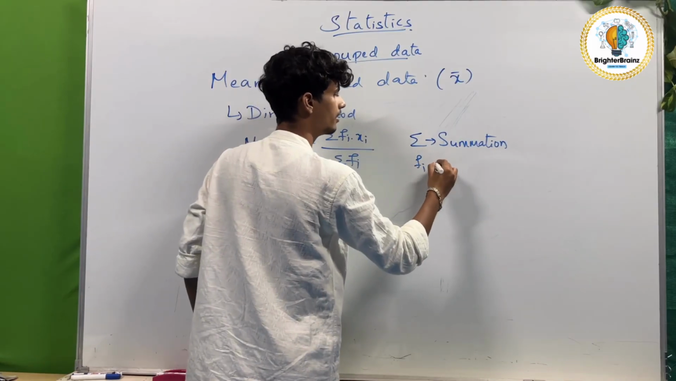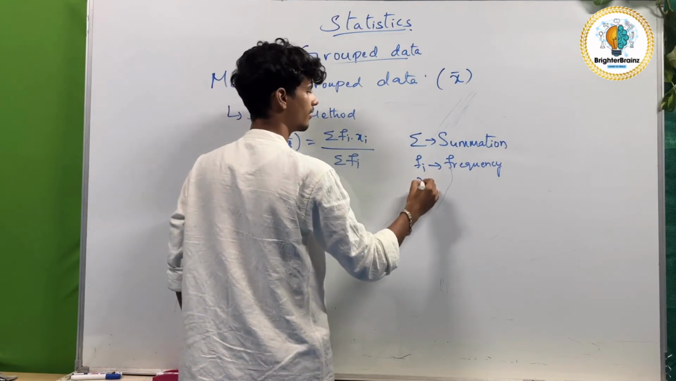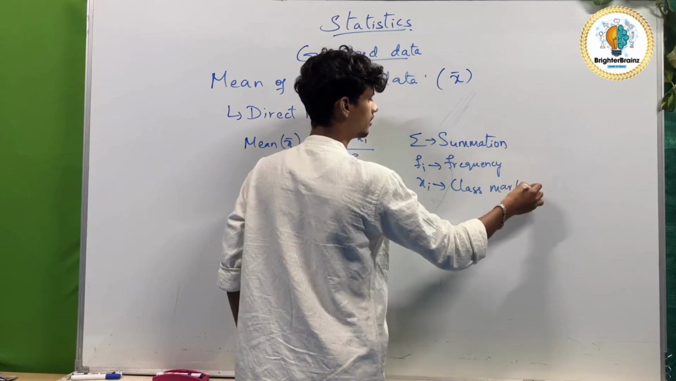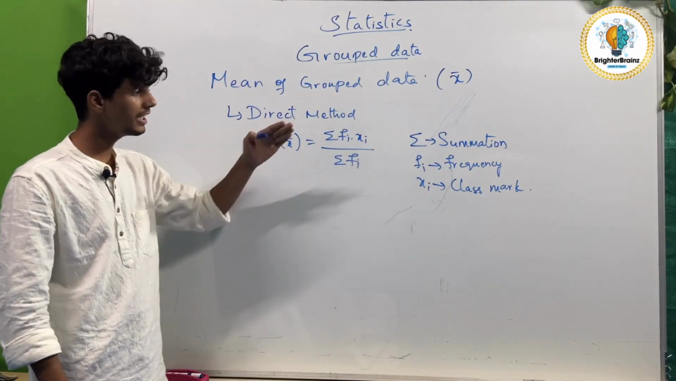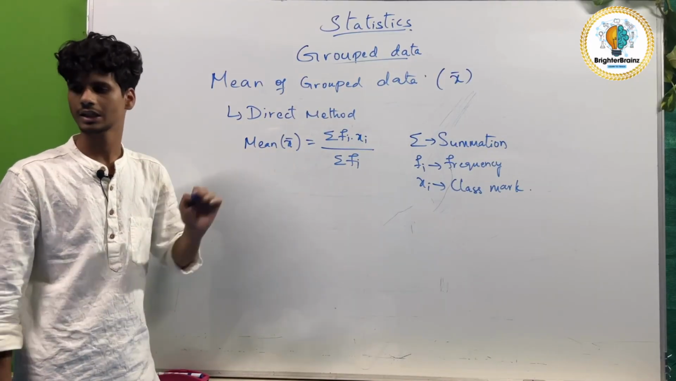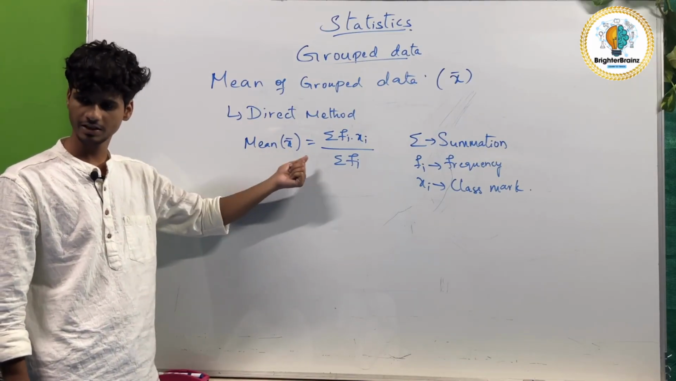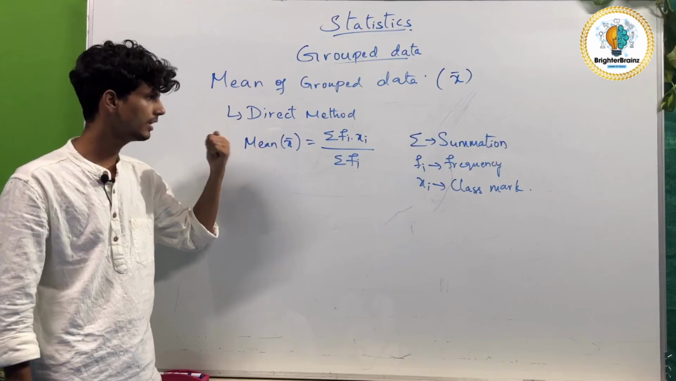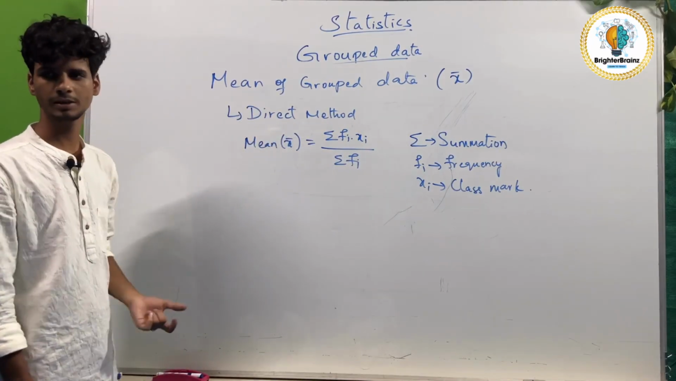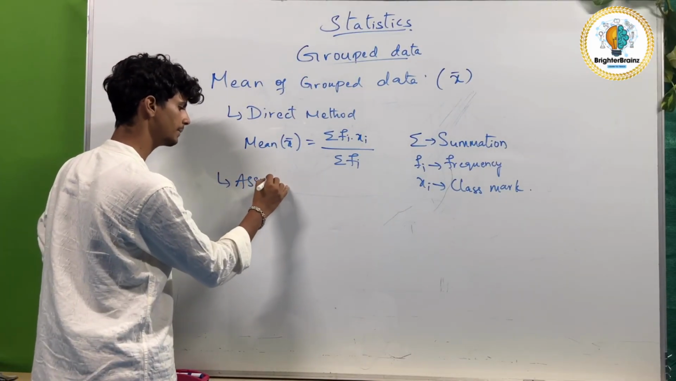Fi is frequency, and xi is class mark. Just now we discussed class mark, right? So that is the xi. Each class interval will have different frequencies and different class marks. Here x bar is the mean, sigma is summation, fi is frequency, and xi is class mark. So this is the formula for the direct method.